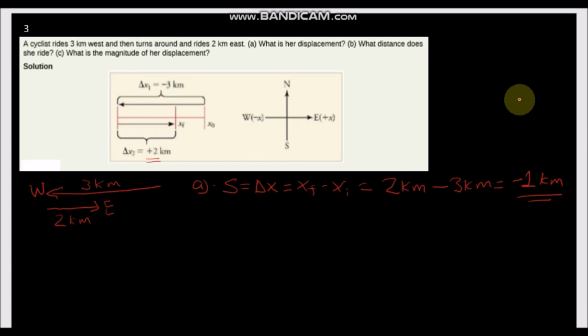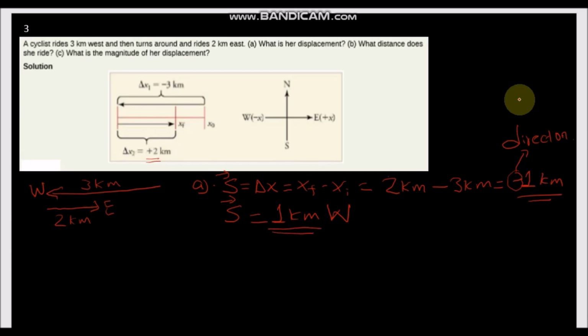Or we can write, here we have to put arrow. The displacement is equal to, the negative sign indicates the direction. We can say positive 1 kilometer towards where? Towards west. Okay.